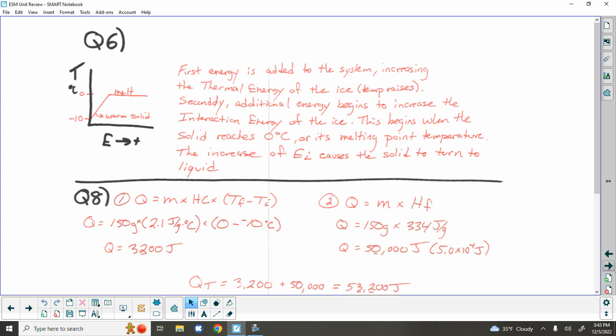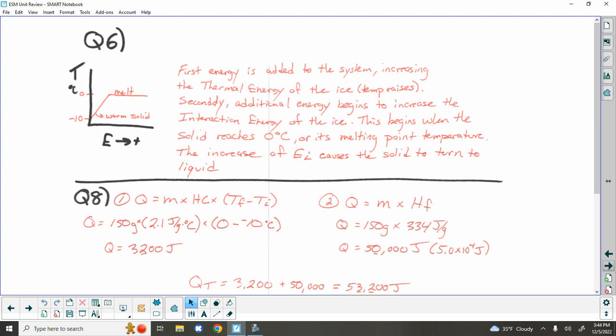As far as describing the energy changes taking place, first energy is added to the system, increasing the thermal energy of the ice. And we can see that from the temperature going up. The particles are going to start shaking and vibrating more. Secondly, additional energy begins to increase the interaction energy of the ice. This begins when the solid reaches 0 degrees Celsius, or its melting point temperature. The increase in interaction energy causes the solid to turn into a liquid, overcoming some of those attractions between the particles just enough that they're able to slide around each other and become disorganized and more like a liquid.